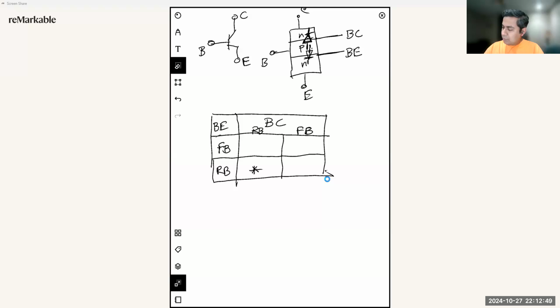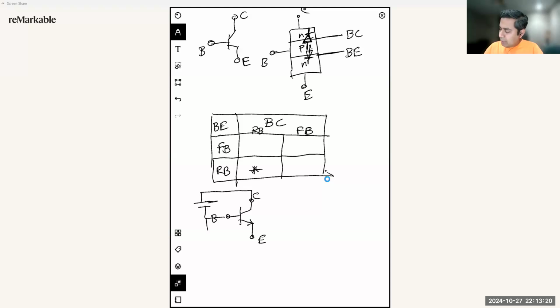So in terms of reverse biasing both these junctions, we are looking at collector, emitter, and base. Since this is an NPN device, we are going to apply a negative voltage at the body or the base and a positive voltage at the collector. So this PN junction will be reverse biased.